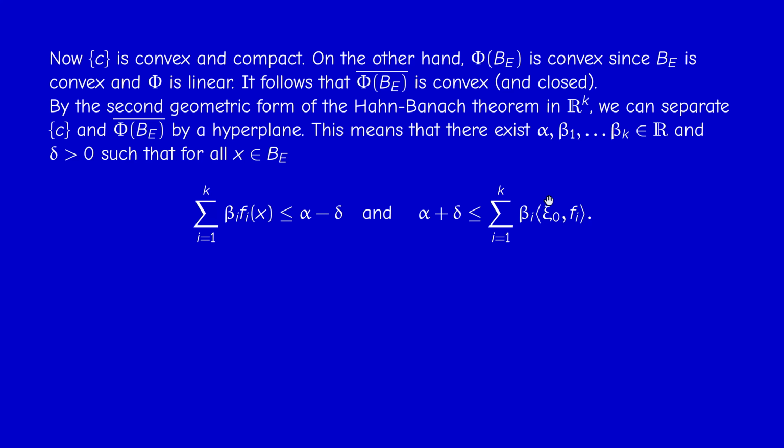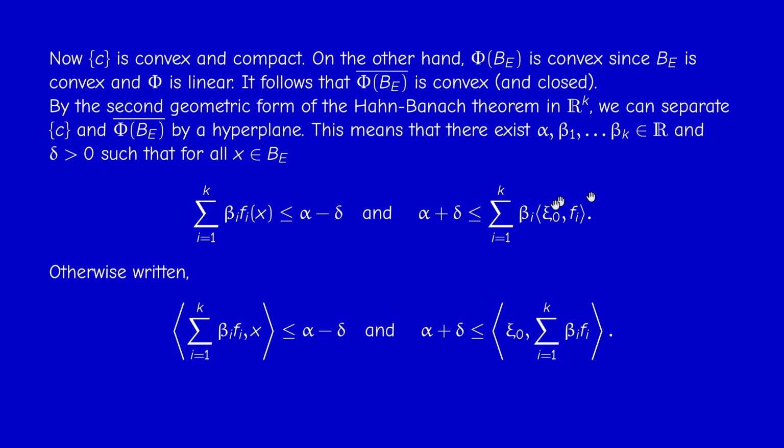So the separation tells me that we have these inequalities. Okay. And now I can rewrite this term because everything is linear. This is the sum of beta i Fi evaluated at x. So I can write it as the sum of beta i Fi evaluated at x. So just the same thing, another notation. And here also I can write it as Xi0 evaluated at this, because now Xi0 is an element in the bidual. So it acts on elements of the dual. So this is just a notation. This is equal to this, and this is equal to this.